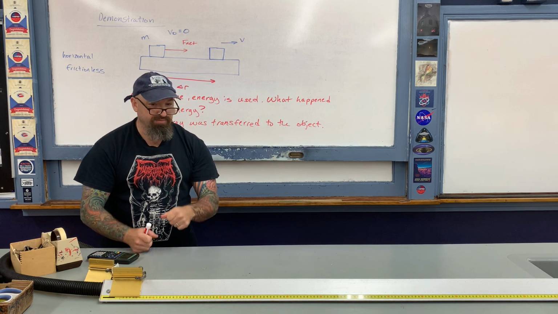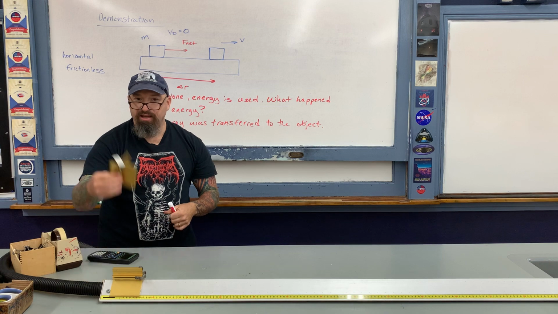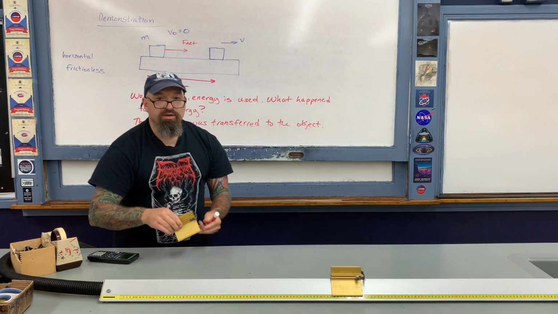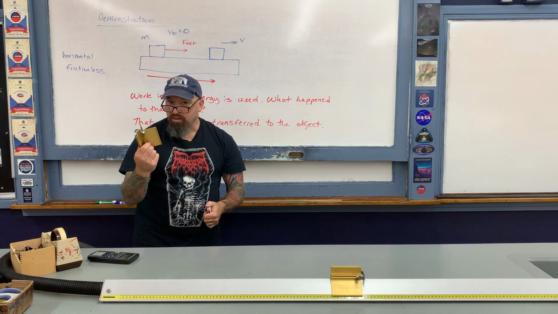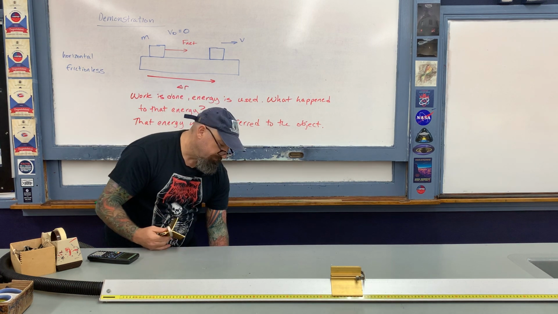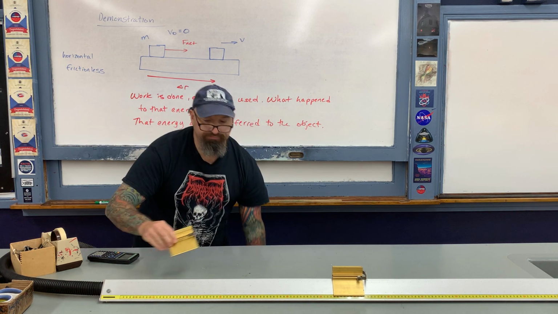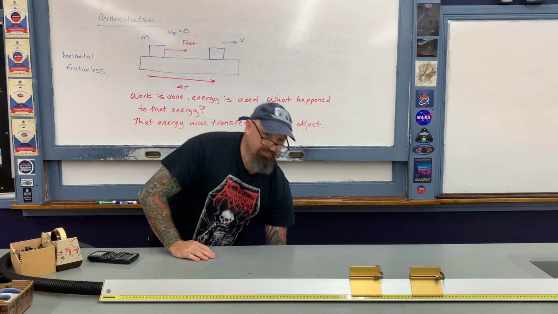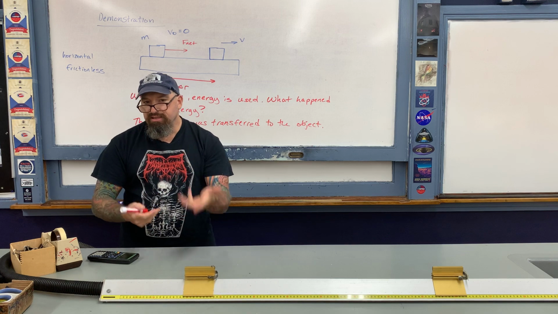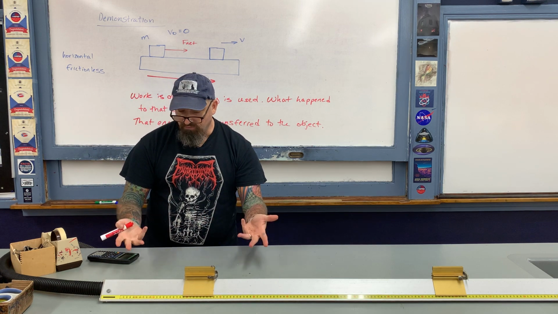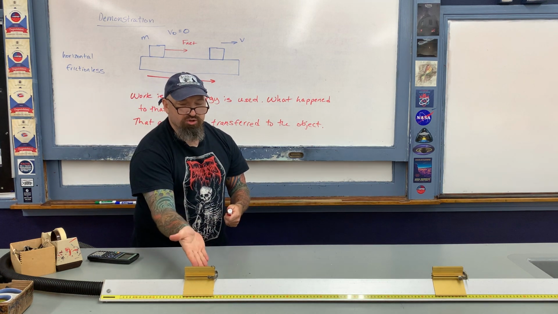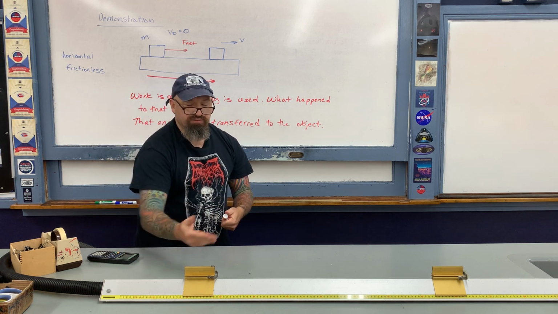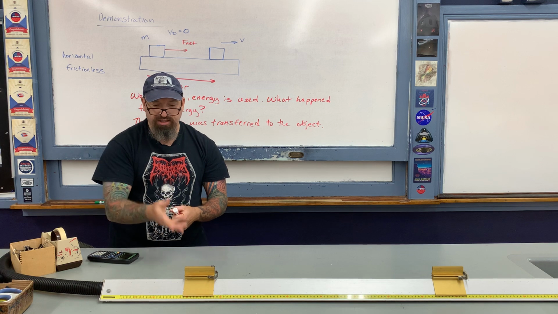I'm going to add something to the demonstration. What I'm going to add is a second cart, for example, like so. And now I'm going to go ahead and once again do work on this first cart. So here is the sequence of events once again so far. I do 100 joules of work on this first cart. In doing so, I transfer 100 joules of energy to that cart.